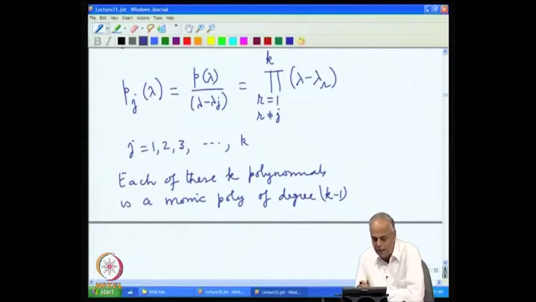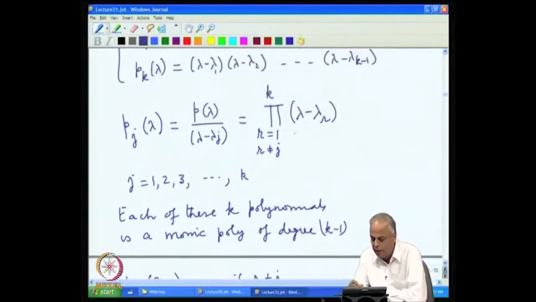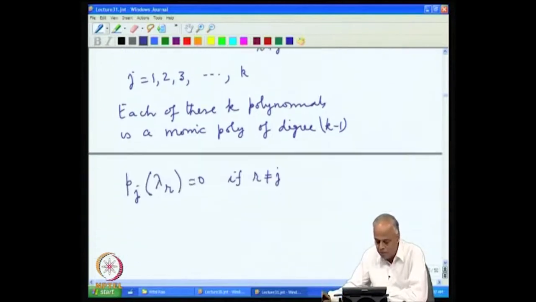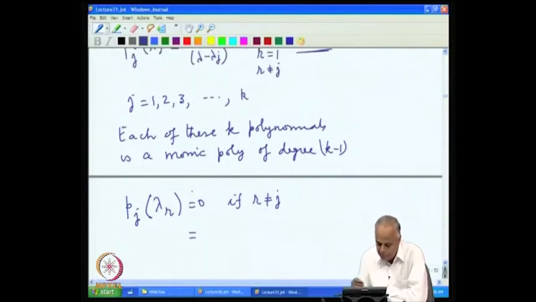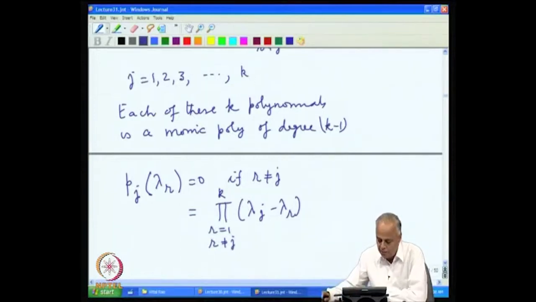Now, let us look at this polynomial p j lambda. The p j lambda has factors lambda minus lambda r except the lambda j factor. If I put r equal to 1, lambda minus lambda 1 is a factor, so lambda 1 will be a root; similarly lambda 2 will be a root, lambda 3 will be a root. All these lambdas will be roots except lambda j. So we have p j lambda r equal to 0 if r is not equal to j. If r is not equal to j, that factor will appear here and therefore p j lambda r will become 0. But if r is equal to j, what will happen here? We will have lambda j minus lambda r, none of these factors vanish, and we get the product over r equal to 1 to k, r not equal to j. It is actually p j lambda j.